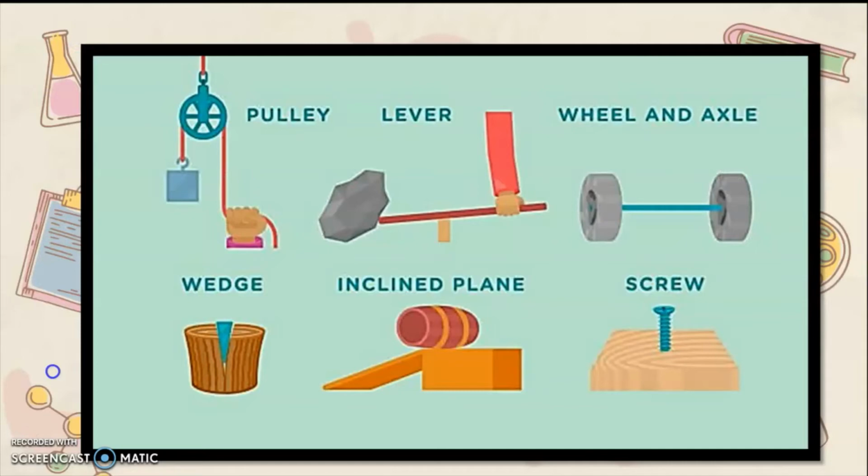Pulleys, wheel and axle, are both a type of lever. Wedges and screw are both types of inclined planes. Each type of simple machine has a specific purpose and way they help do work.